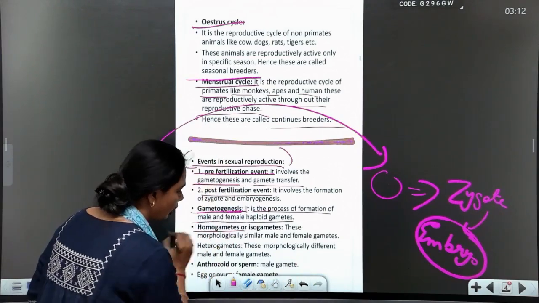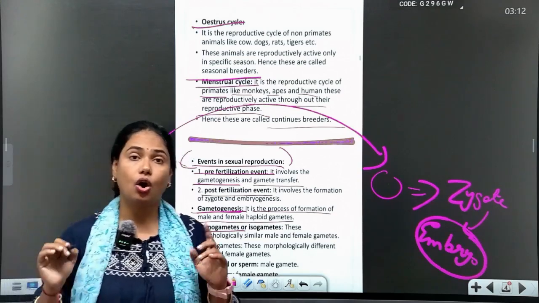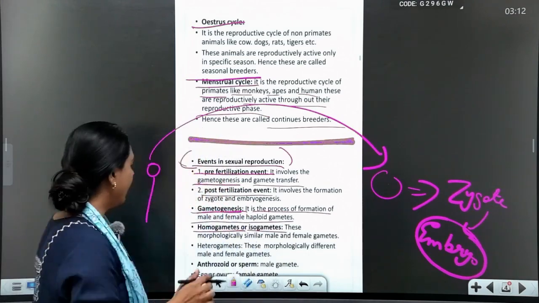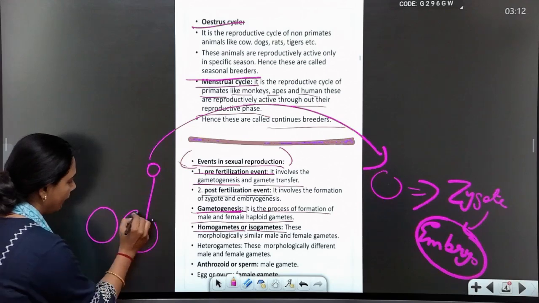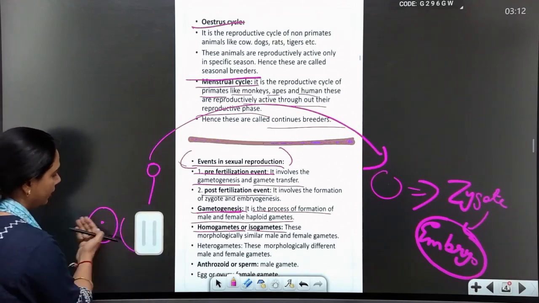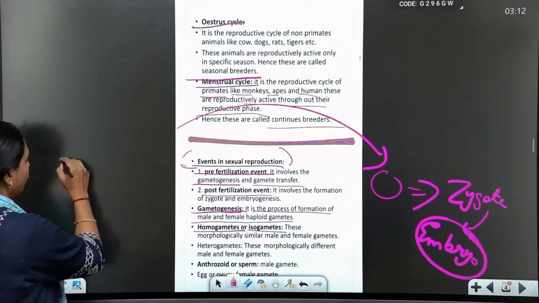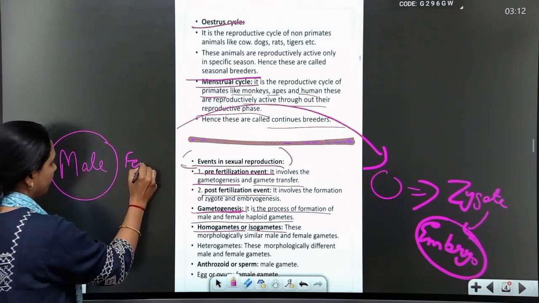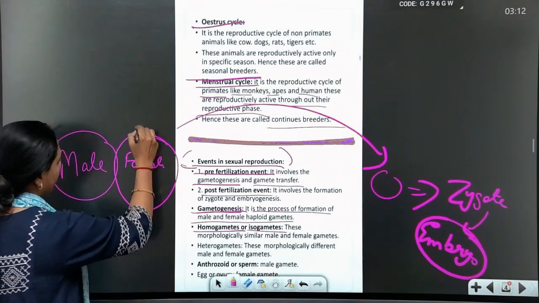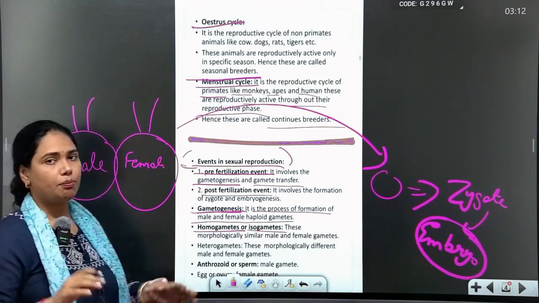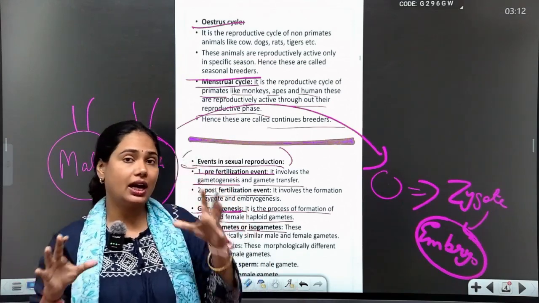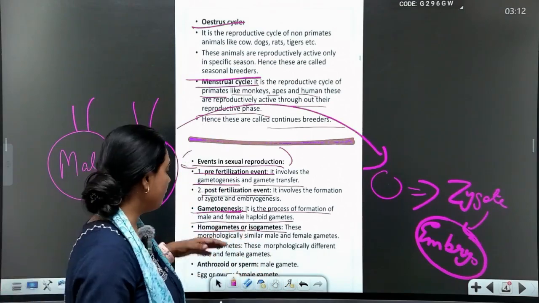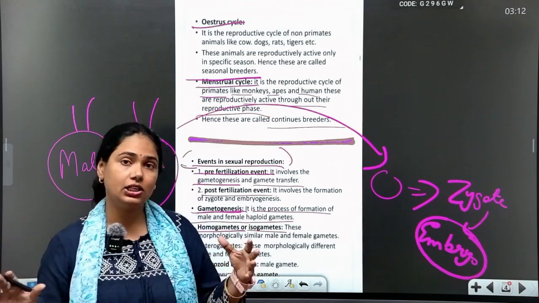Now, what is a homogamete, or as we call it, isogametes? Listen students, when the male gamete and female gamete look similar and you can't differentiate them, then this type of gametes are known as homogametes. These are the best examples, shown in algae or fungi.